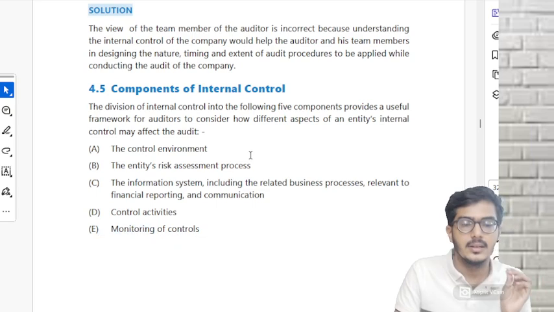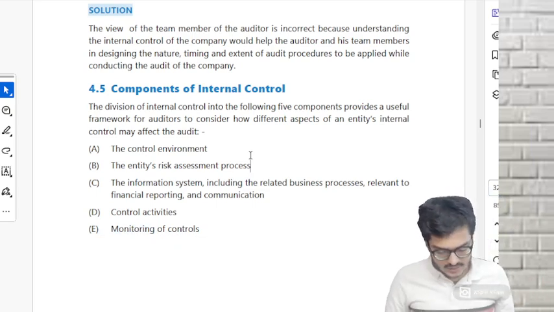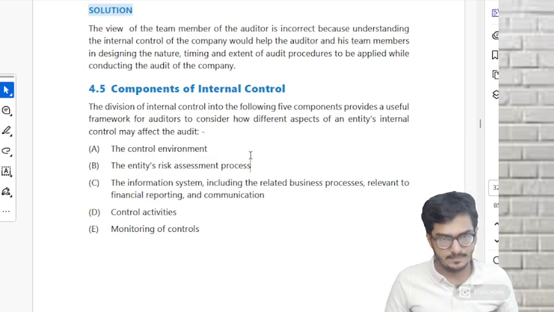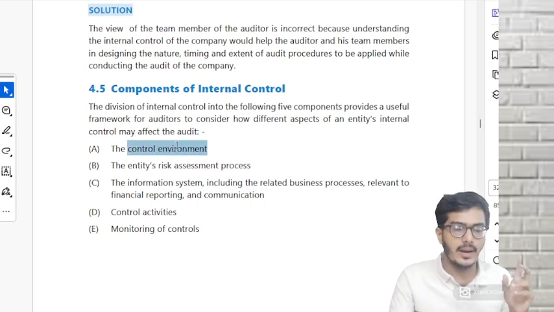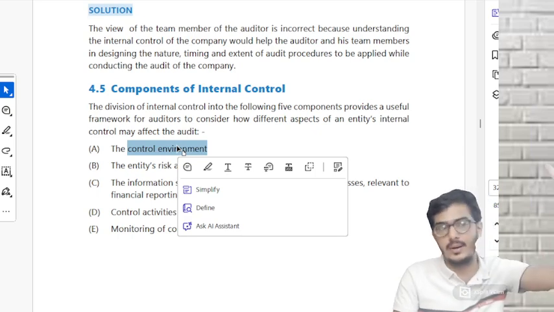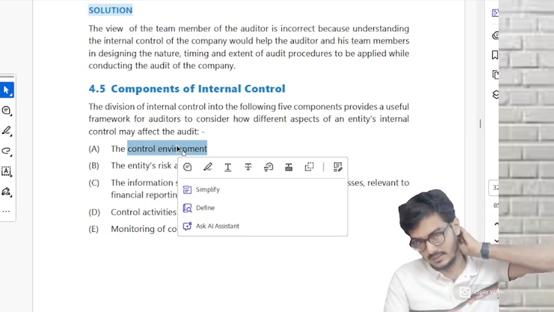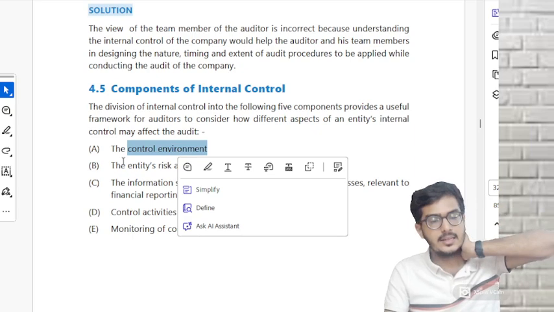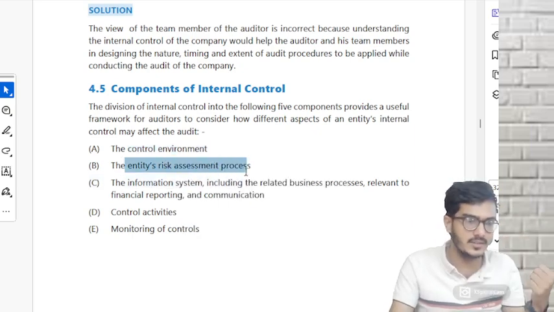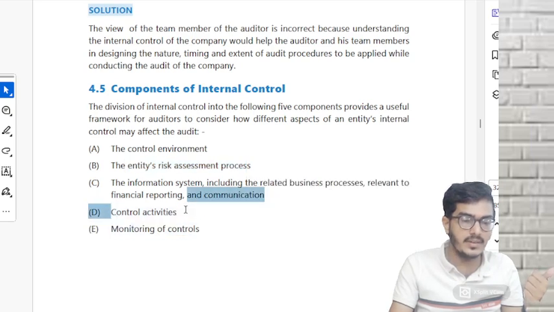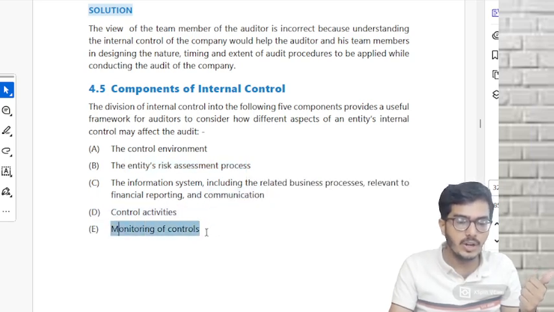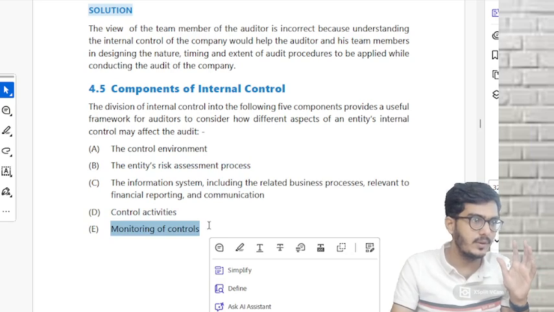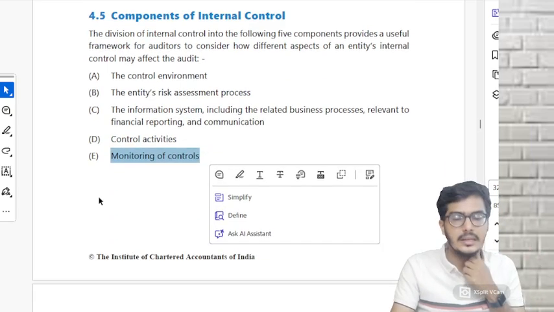Now again, I'd be very honest. Components of internal control is very dry. If you're not able to mug the entire components, in the control environment part there is too much, so do RMN. No need to mug because it is very difficult to mug. If you're not able to mug, do RMN. The rest, the entity's risk assessment process, please mug it. It is very simple. Control activities is very simple, please mug it. Monitoring of controls is very simple, you mug it.